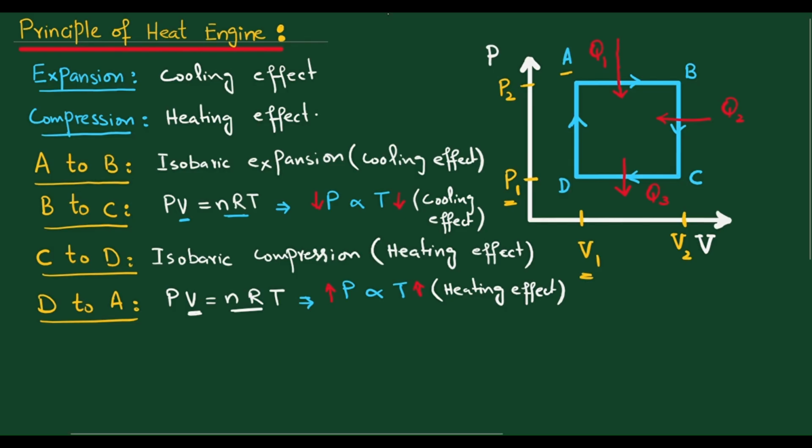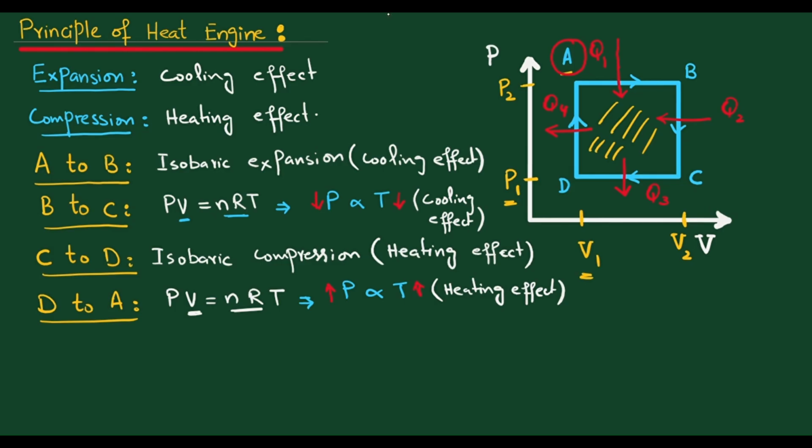Heat can flow out of the system, which is Q4 heat, and we complete our cycle. We move the gas through A to B, then B to C, then C to D, and then D to A in a cyclic process. A cyclic process forms an area in this figure, the PV diagram.